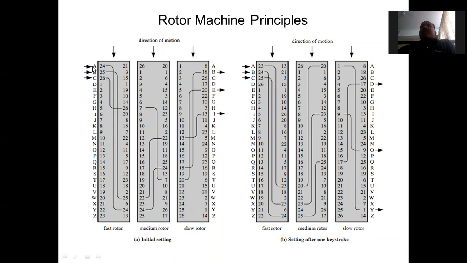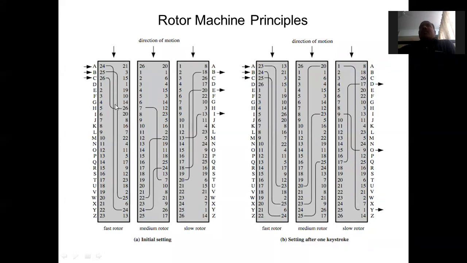What is the pin assigned to A here? 24. What is the pin assigned to B here? 25. What is the pin assigned to C here? 26. So where does the 24 match? The 24 matches to the 24 here, the 25 matches to the 25 pin, and the 26 matches to the 26 here. This is about the fast rotor.